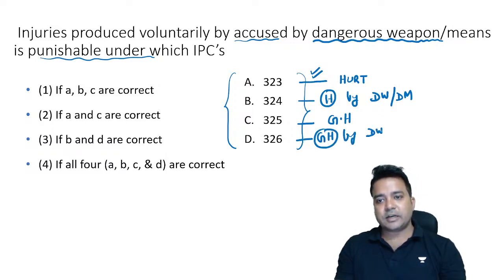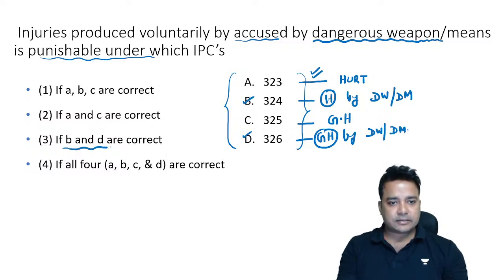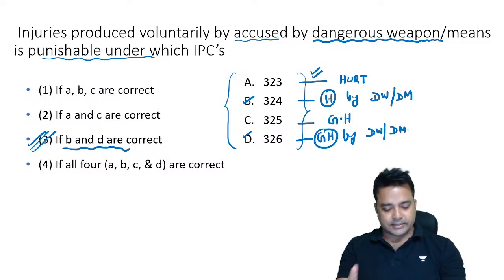Dangerous weapon वाली चीजें कहाँ कहाँ आती हैं? 324 and 326, B and D. Yes, B and D are correct. Option number 3 goes as the answer. This was answered nicely by many of you. Very good. Good to see.